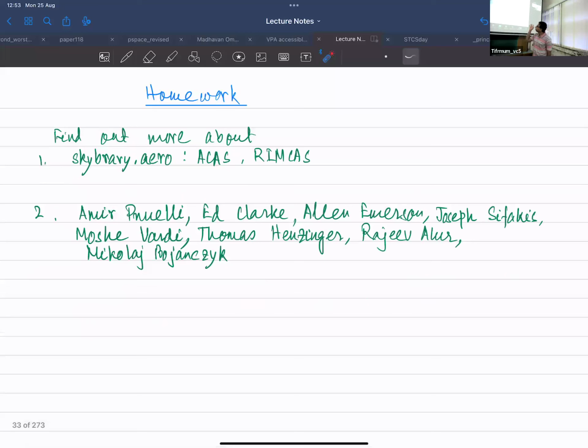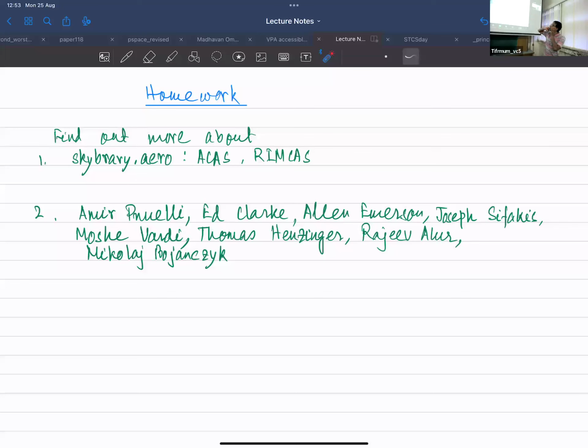So you can try to find out some of these things just as general knowledge, if you're interested. Try to search a bit about what this Rimcast, Acast, and things like that are. These are nice models which people do study when they are looking at actual verification. These are benchmarks on which they try their different algorithms. You can also try to find out the contributions of these great people.